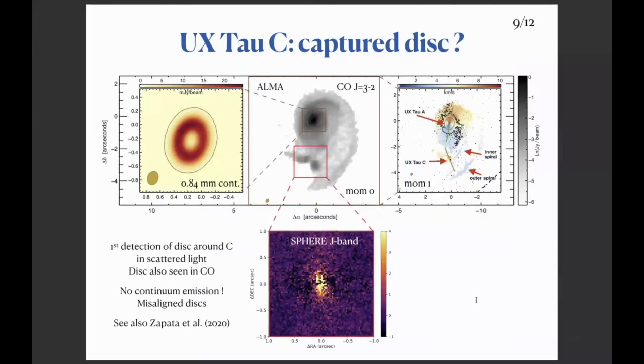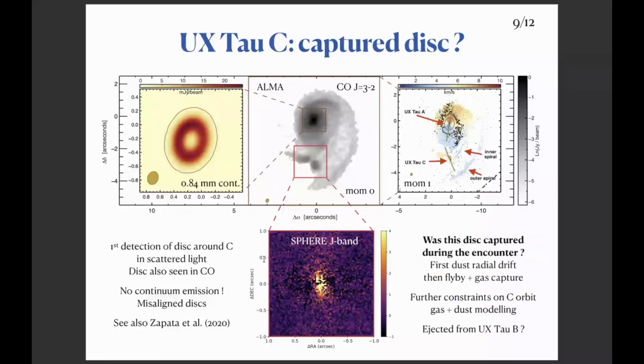And another interesting thing is that we discovered for the very first time the disk around C in scattered light. This disk is also seen in CO, as you can see. So here is the total system. Here's UX Tau C. You can see that the disk is seen here. And another interesting thing is that we do not see continuum emission here. The continuum emission only comes from here, as you can see in the zoom. And these two disks are misaligned with each other. So this is a very interesting fact, because it also suggests that this encounter happened in a non-coplanar fashion.